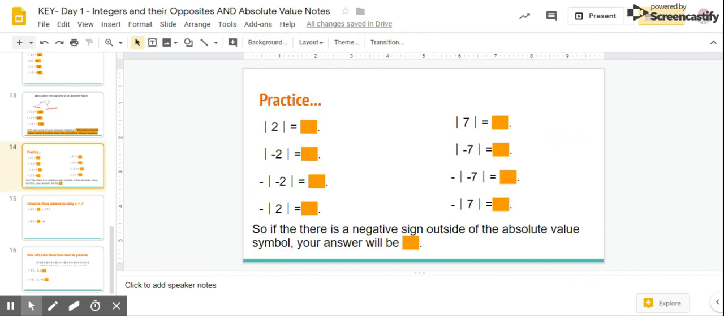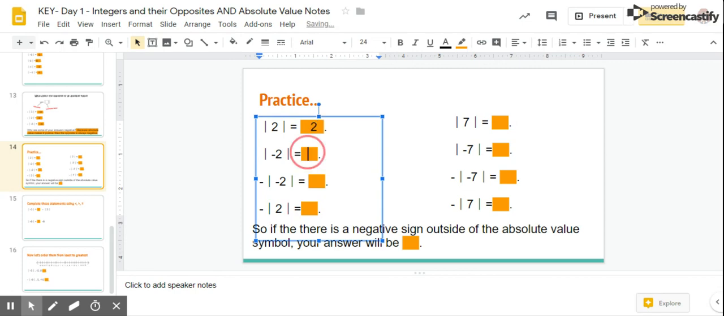So go ahead and do a little bit of practice. Some have the extra opposite sign and some don't. Go ahead and try it, pause the video, and then come back. Okay, so the absolute value of 2 is 2. The absolute value of negative 2 is 2. The opposite of the absolute value of negative 2 is negative 2 because the absolute value of negative 2 is positive 2, and then the opposite of that is negative 2. The opposite of the absolute value of 2 is also negative 2. Absolute value of 2 is positive 2. The opposite of that is negative 2.